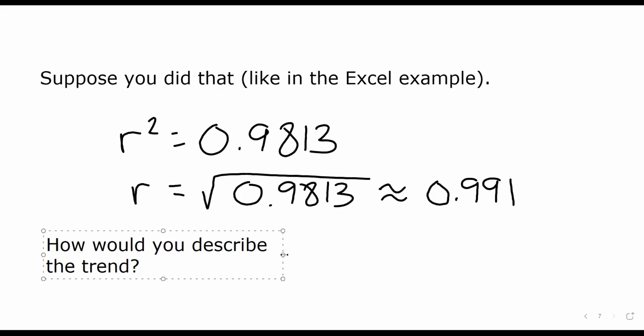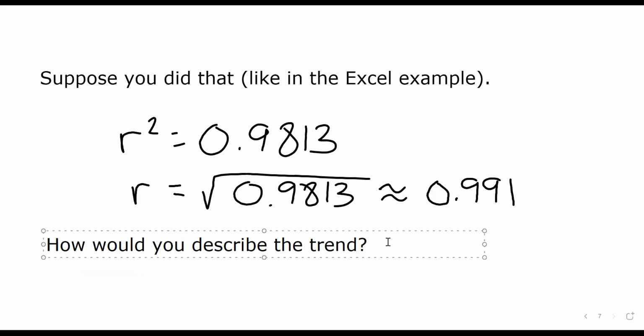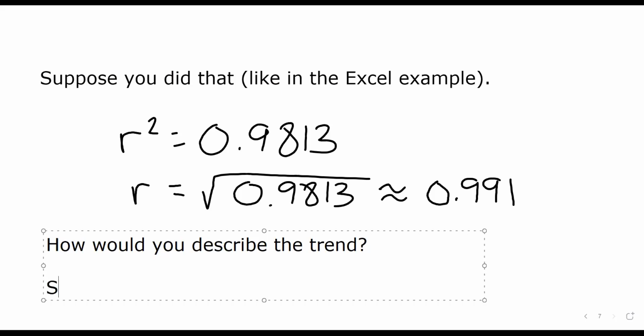There's two words I'm looking for. First word, weak or strong? Strong. The closer you are to 1 or -1, the stronger you are. That's pretty darn close to 1. This is a strong, and the other one is whether it's positive or negative. Clearly, this one is positive, but not for the reason that you think. It's a strong positive trend. If you're thinking I said positive because when I square rooted that number, it came out positive, yeah, anytime you square root a number, it comes out positive.